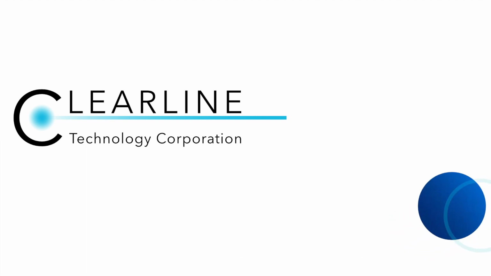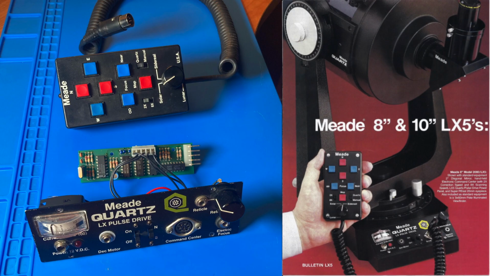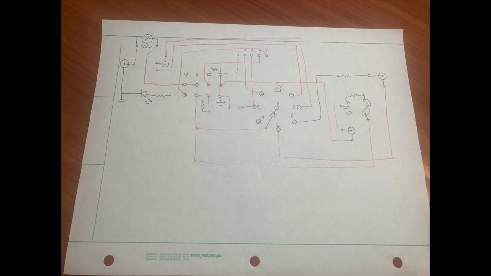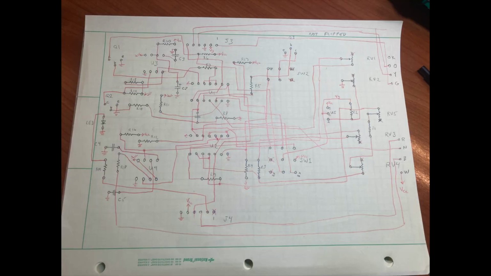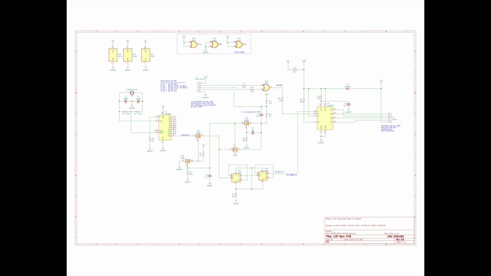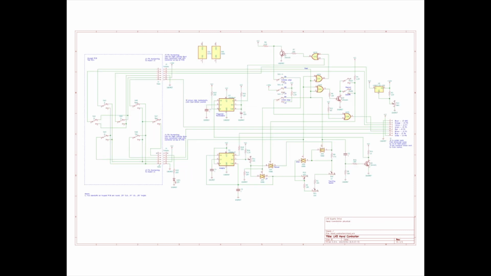If you've ever tried to repair electronic equipment using schematic diagrams, this video is for you because I'm going to show you how to refactor and functionally analyze them. In the previous video, we traced out the Meade LX5 telescope drive and made connection diagrams, which we then polished into three physical schematics.